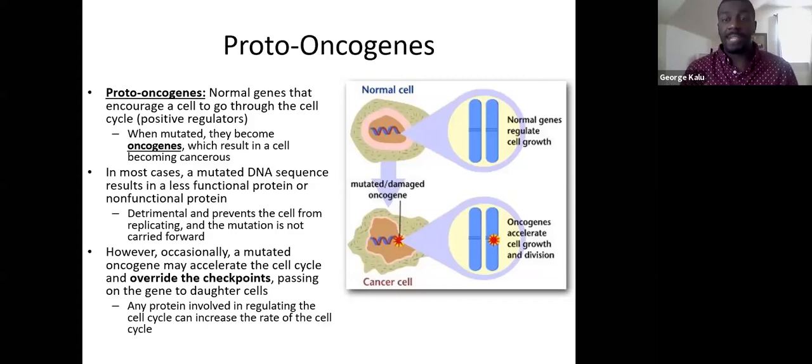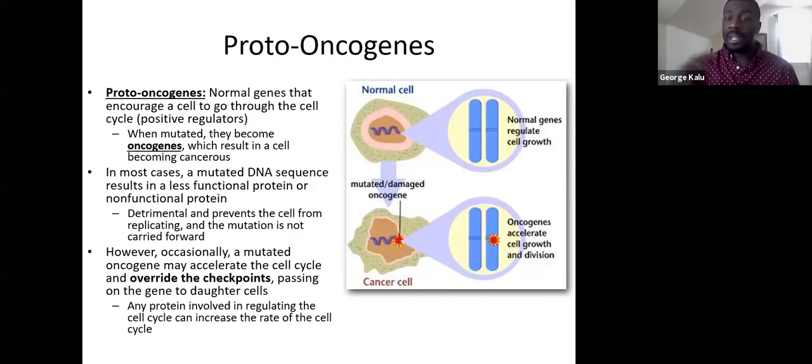That's a good thing. That's what we want to have happen if we have a mutation, because we don't want that mutation to continue to propagate into future generations. So that's typically what will happen if there's a mutated DNA sequence. However, occasionally a mutated oncogene can cause the cell to continue to live.